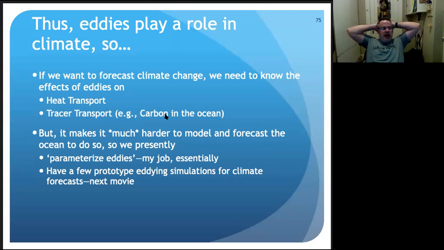So eddies play a role in climate. If we want to forecast climate, we probably need to know the effects of eddies on both the heat transport and the tracer transport, but it also affects air-sea fluxes. This is a big and complicated thing, and it makes everything much harder to model because we have to use high-resolution models. We have to deal with the nonlinearities in all the equations. Big mess. So typically, climate models right now, and weather models as well, parameterize the eddies, and one of the primary things that we do in my group is try to improve those parameterizations.